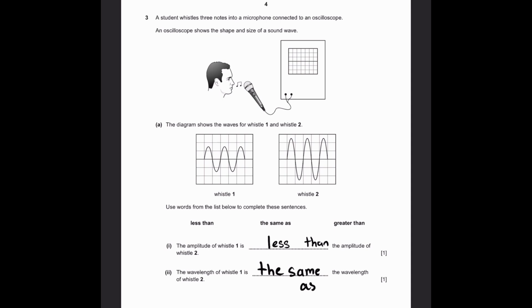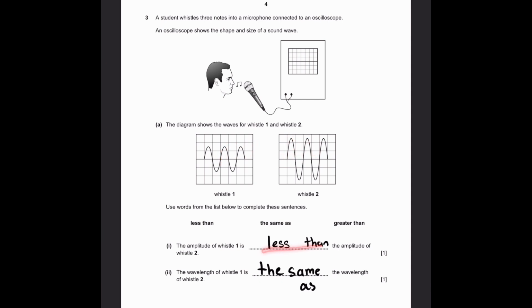A student whistles 3 notes into a microphone connected to an oscilloscope. An oscilloscope shows the shape and size of a sound wave. A. The diagram shows the waves for whistle 1 and whistle 2, given over here. Use words from the list to complete these sentences. 1. The amplitude of whistle 1 is dash the amplitude of whistle 2. So amplitude means the height of the wave in the diagram. And amplitude of whistle 1 is clearly lesser compared to whistle 2. The amplitude of whistle 1 is this much, 1/2 over here, and whistle 2 it's 2.5, which is much higher.